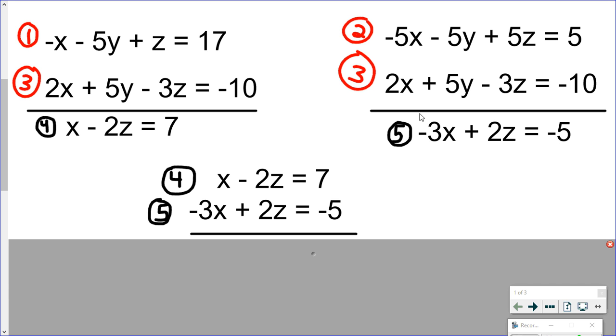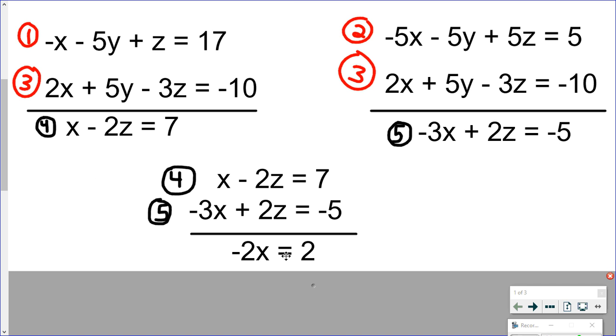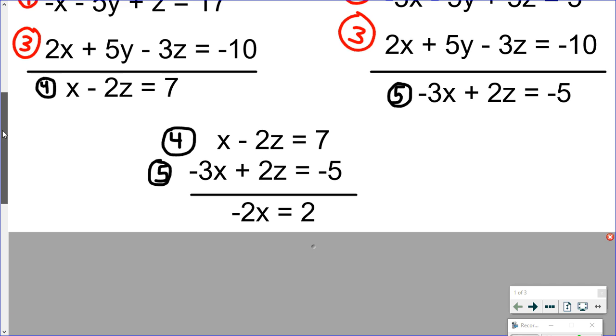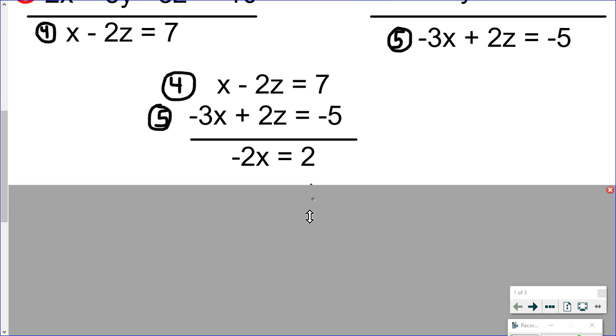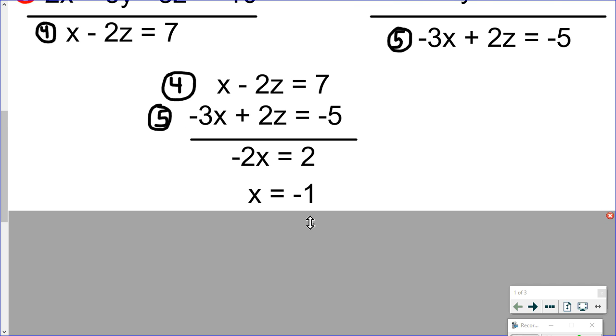I'm going to set them up, and I'm going to say, hey, look. The 2z and negative 2z are already ready to eliminate, so I don't really have to do anything except pair them and then add. So 1x plus negative 3x is negative 2x. Negative 2z plus positive 2z cancels. And then 7 plus negative 5 is 2. So I get negative 2x equals 2. So we solve it and get x equals negative 1.